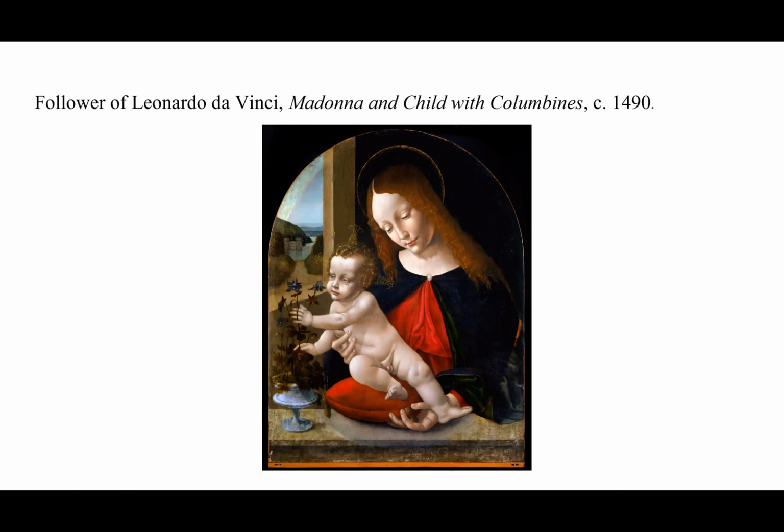This work depicts the Virgin looking down at the Christ child while partially holding him as he rests atop a pillow and reaches toward a vase with blue columbines. The Christ child and the pillow lay on a ledge that runs horizontally to the picture plane. In the background, there's a landscape that appears through a window.